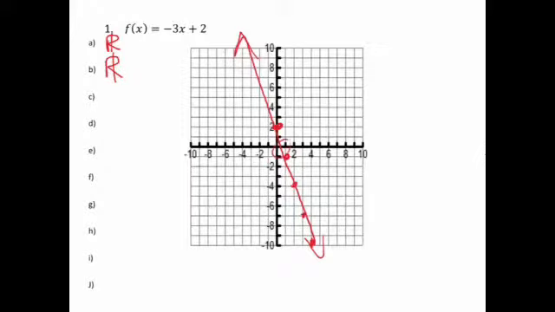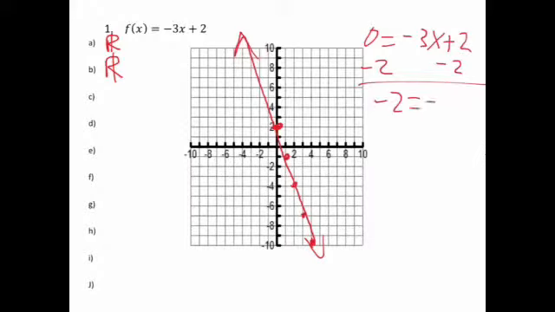My x-intercept is going to be here-ish. To figure that out, you really could just set y to 0, so the function is 0, and now you have 0 equals negative 3x plus 2. Subtract 2 from both sides, and we got negative 2 equals negative 3x. If you divide by that negative 3, you'll get x equals 2/3. So that's my x-intercept, so it's going to be 2/3, 0.